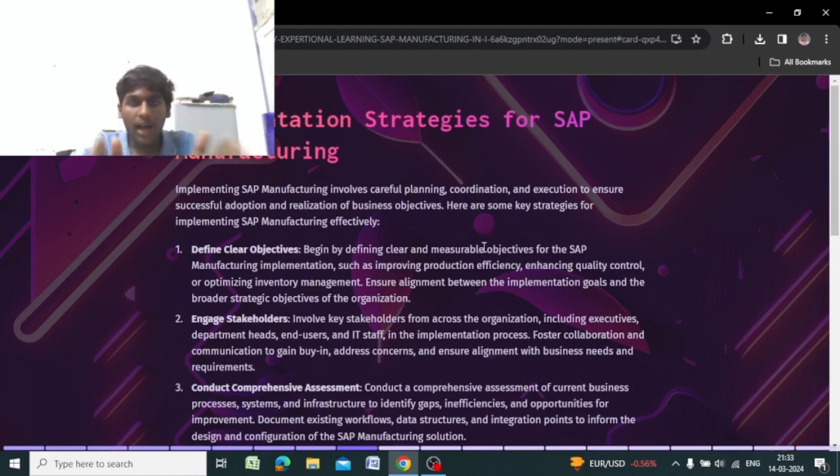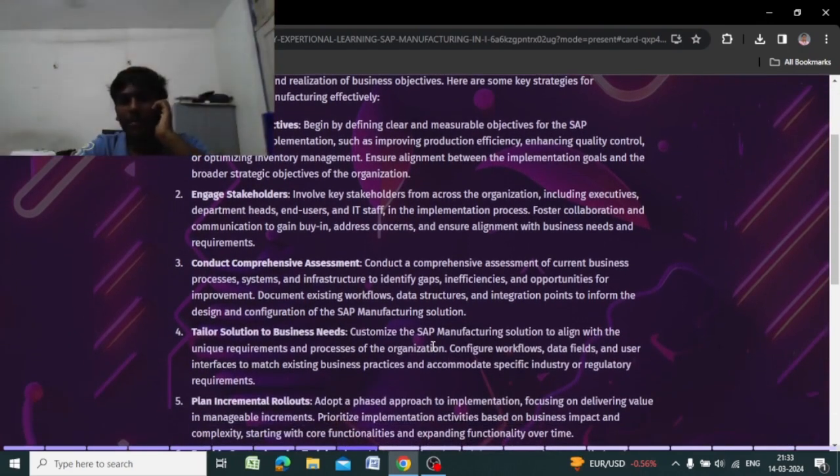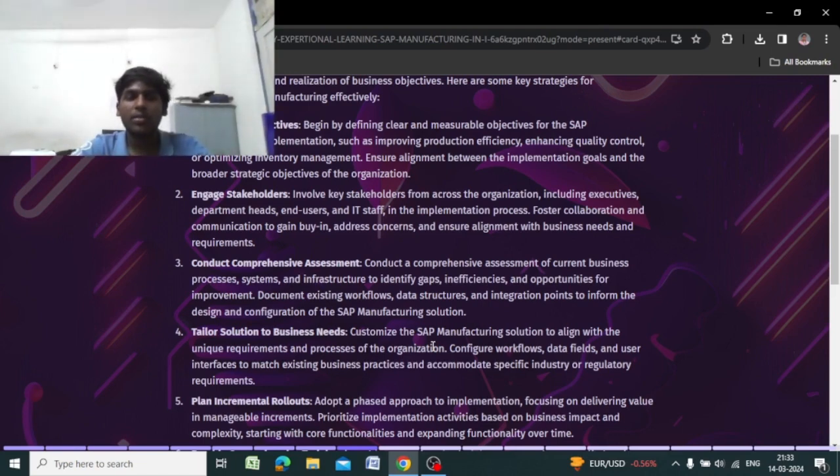They should target the buyers, I mean the customers they are selling to. They have to market in such a way, using IT staff, fostering collaboration, and communicating buy-in. Conduct a comparison assessment of the current business, so they have to know how the current business is happening for their product, whether good or bad. They have to decide on that and make further changes.